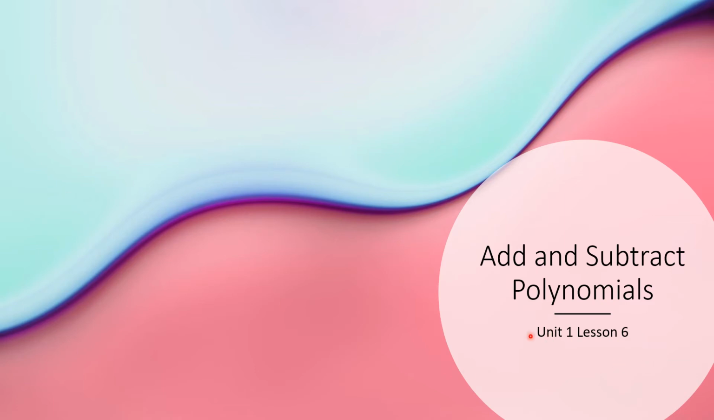This is Unit 1, Lesson 6, Adding and Subtracting Polynomials. All you really have to remember is what are like terms, like this blue and this pink. They can't combine, they're not like terms. This could be one of the fastest videos I've got so far.